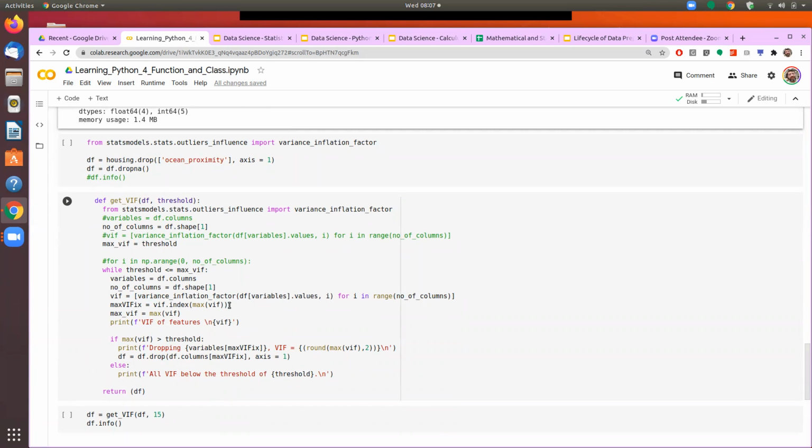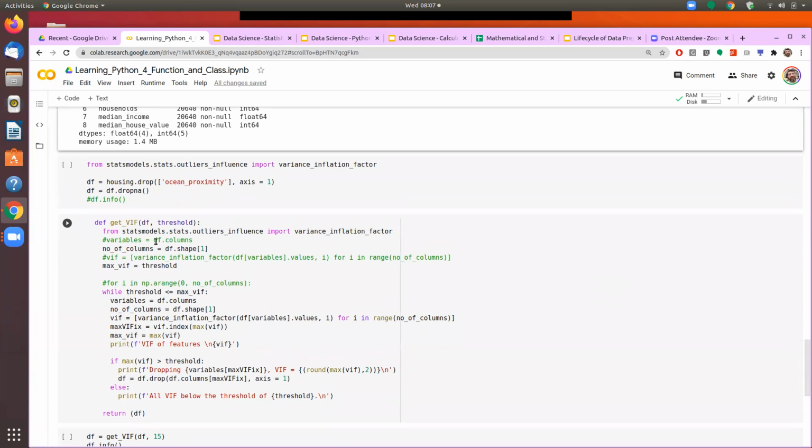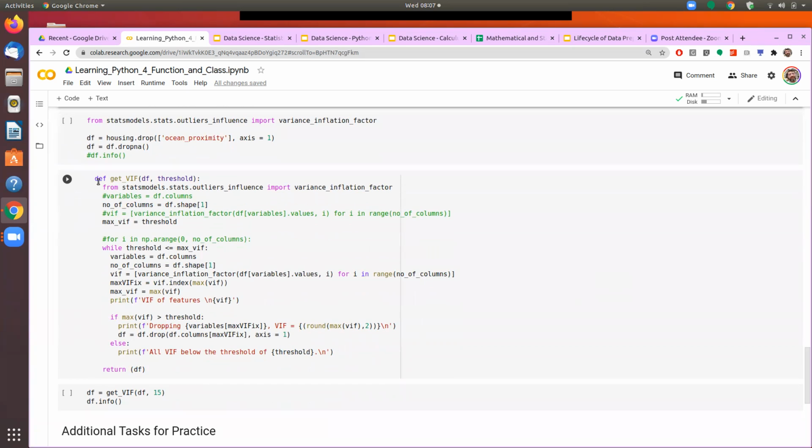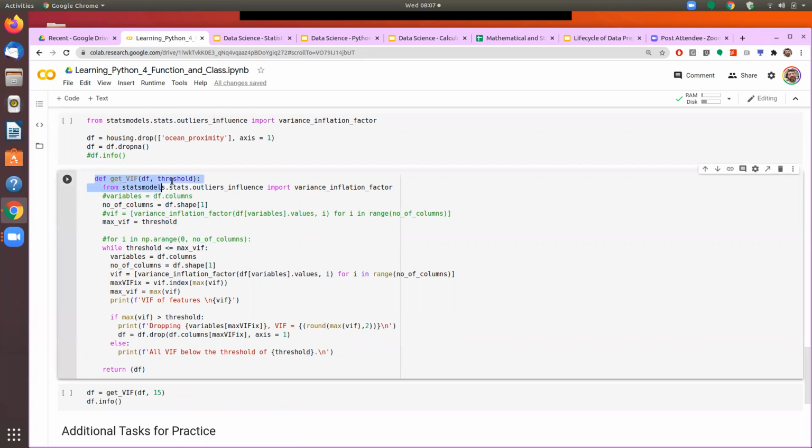Now, let's see what we are doing here. Just understand the process. Don't go into the Python syntax as such. It's very easy to understand. What we are doing here is defining a method. We are giving a name to the method, which is getVIF. So getVIF is the name of my method, and this method accepts two different parameters, which are df and the threshold.